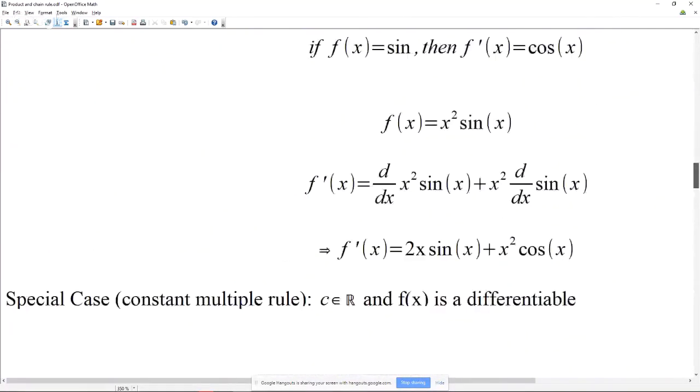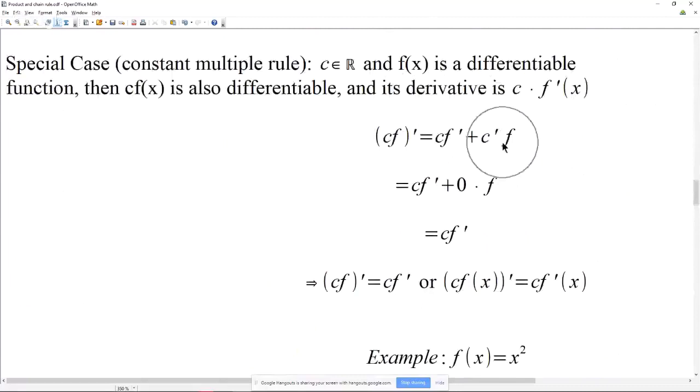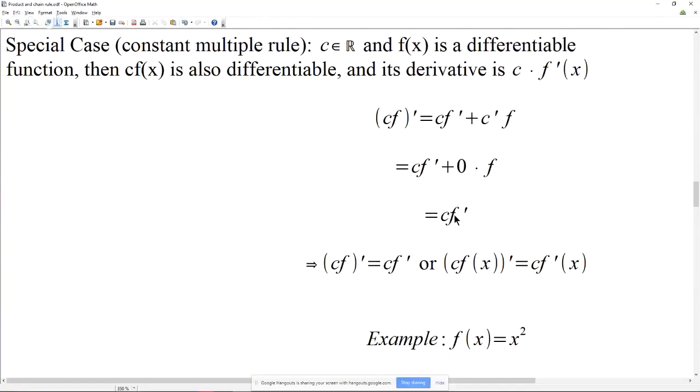Now, if that's a special case, what happens in this part of the equation? What happens to the derivative of c times f? What's the derivative of any constant? Yeah, the derivative of any constant is zero. We learned that before in one of my prior things. So zero times f just goes away. So what am I left with, Midnight? You're left with the constant c times the derivative of f.